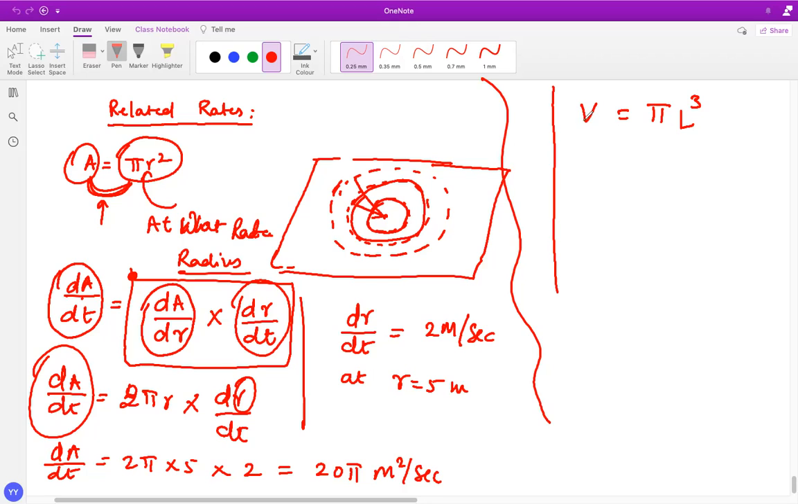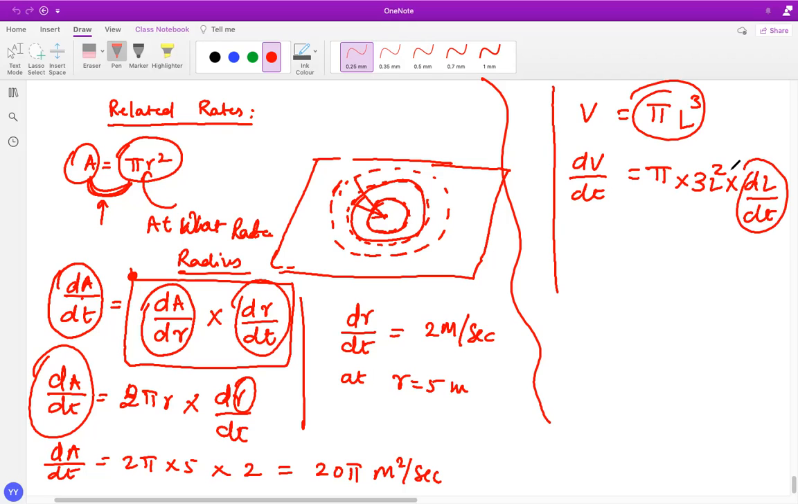Now I wanted to introduce a time factor here. Let's say at what rate volume, or let's say V, is changing with respect to time, with respect to L, with respect to time. So when you introduce dV by dt, you could just differentiate L cube like you normally do. So it is pi times 3L square. But since you differentiated L, just don't forget to multiply by dL by dt. And this is much easier: you differentiate this expression normally and just multiply it with whichever variable you differentiated with respect to time.